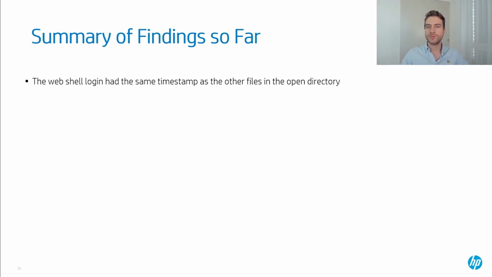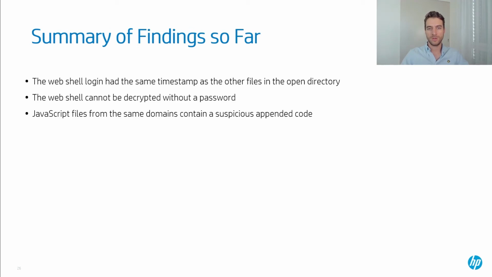Now, let's try to summarize the findings we gained so far. We noticed that the web shell login had the same timestamp as the other files in the open directory. And this was not only the case for one single open directory, but for many of them. Due to a misconfigured web server, we were able to download a PHP web shell, which we unfortunately could not entirely decrypt because of the missing password. Various JavaScript files hosted on the same domain contain suspicious looking code at the end. This obfuscated code makes a GET request to another URL and sets a cookie based on the returned result.